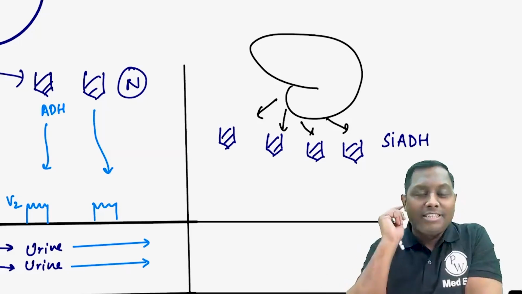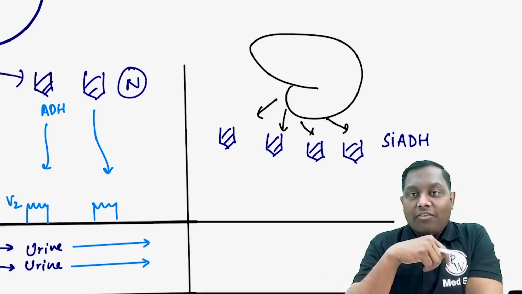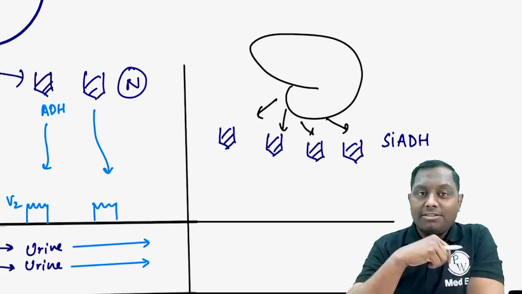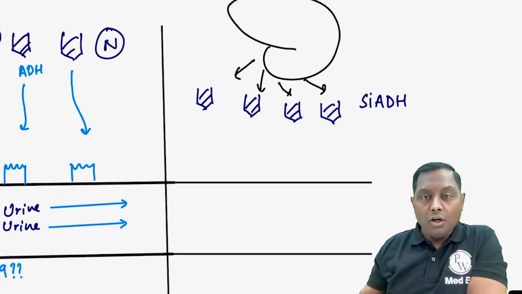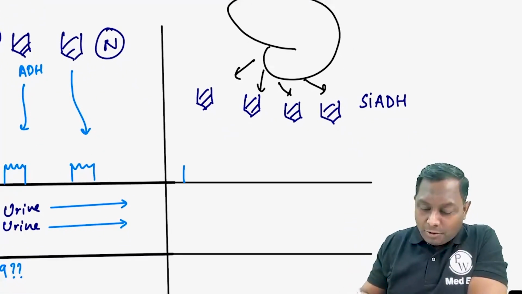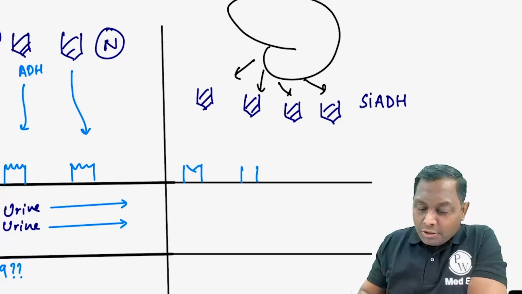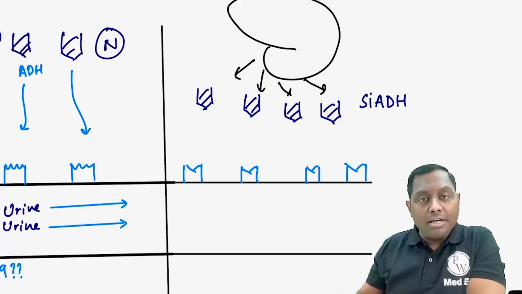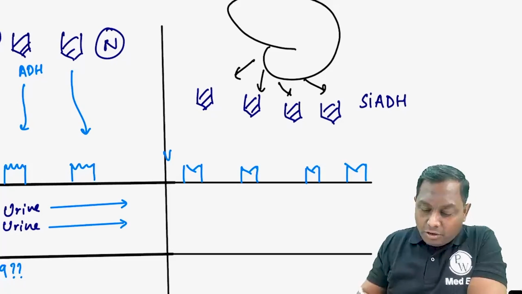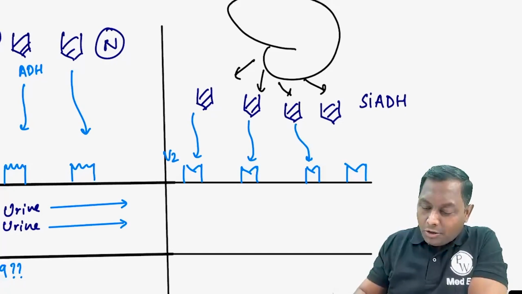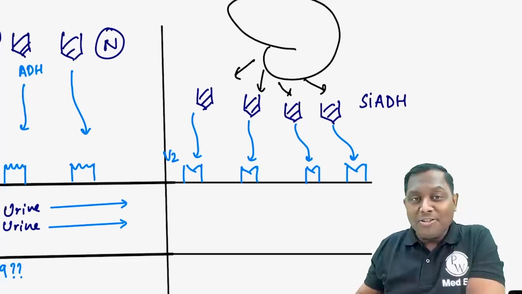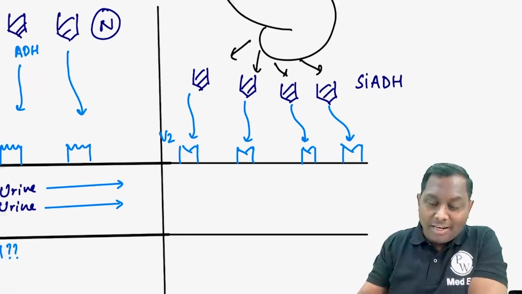SIADH. Oh no, what is SIADH? Syndrome of inappropriate ADH secretion. Now what will they do? They are going to cause all the V2 receptor का stimulation. तो जितने भी V2 receptor हैं, all these V2 receptors will get stimulated. Now imagine if all the V2 receptors are getting stimulated by anti-diuretic hormone, don't you think there will be more upregulation of aquaporin 2 on the surface? Hello, don't you think?